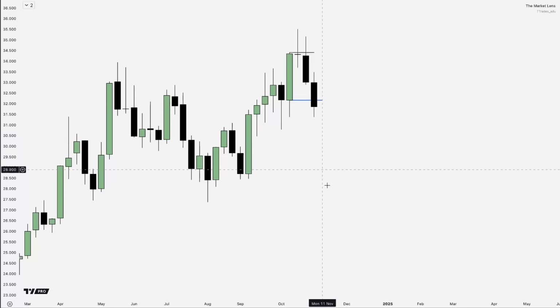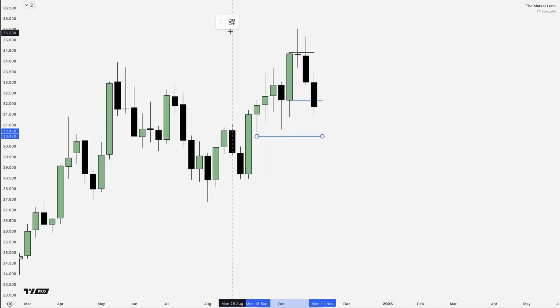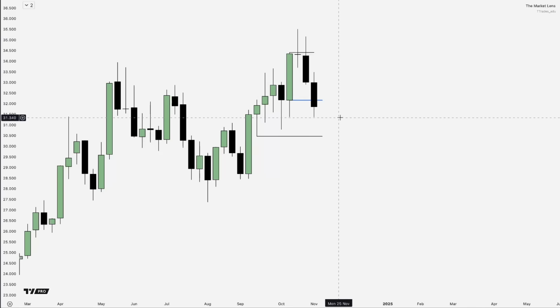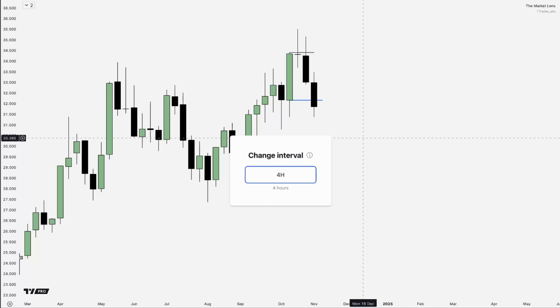What do we have right here? We have some failure swings on the lows, right? So looking for price to trade to this fair value gap here with this current weekly candle. So now that I have a directional bias, I'll go ahead and drop down to the 4-hour time frame to look at the structure and see inside these higher time frame candles.